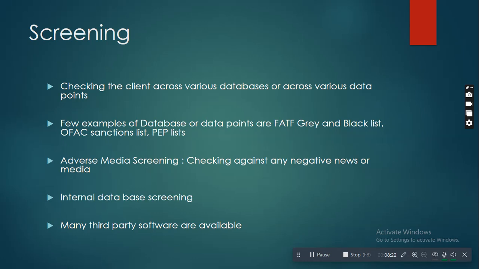Now, there are many third-party softwares for which a license is required. The banks take a license, and this software helps us do the screening. There is a very common term during screening called NLS, that is name list screening. Here we cross-reference the names of these entities with the names provided in the list.